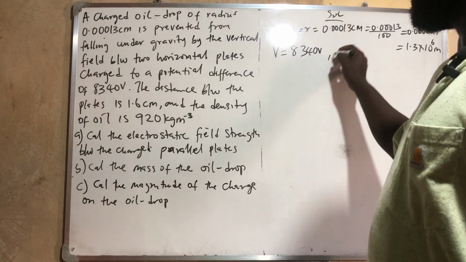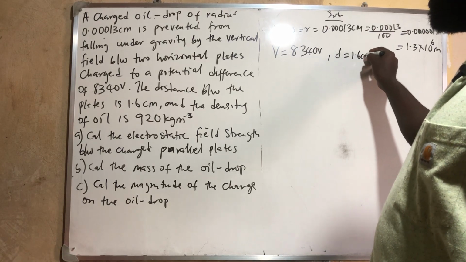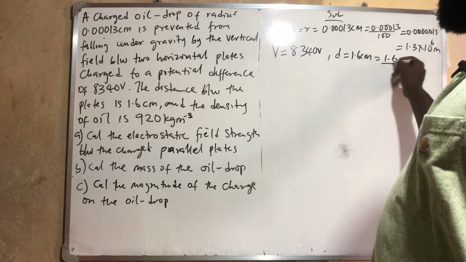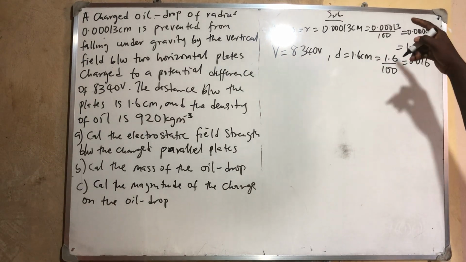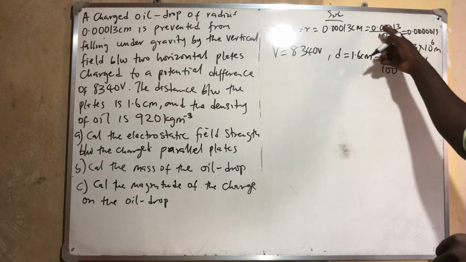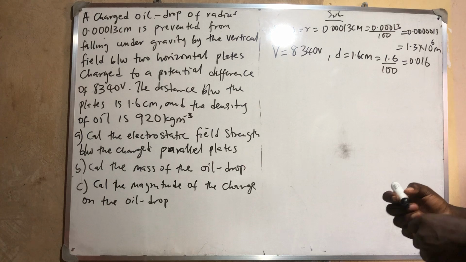And they gave me distance. The distance they gave me is what? 1.6 cm, which is 1.6 divided by 100, which is 0.016. Okay. So what do we have now?